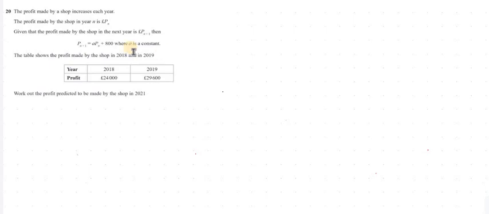Okay, question 20. The profit made by a shop increases each year. The profit made by the shop in year n is Pn pounds. Given that the profit made by the shop in the next year is Pn+1 pounds, then Pn+1 is equal to A Pn plus 800, where A is a constant. The table shows the profit made by the shop in 2018 and in 2019. Work out the profit predicted to be made by the shop in 2021.